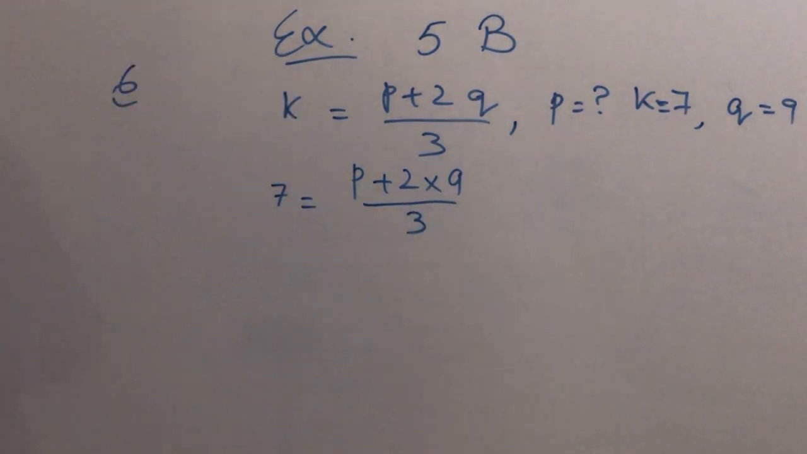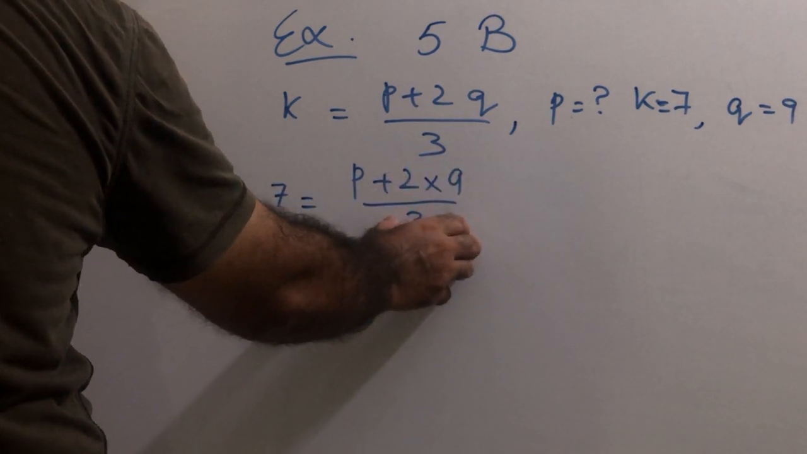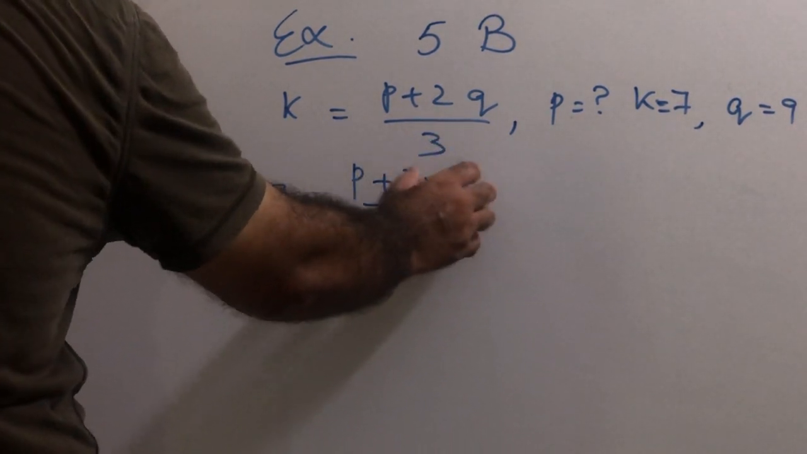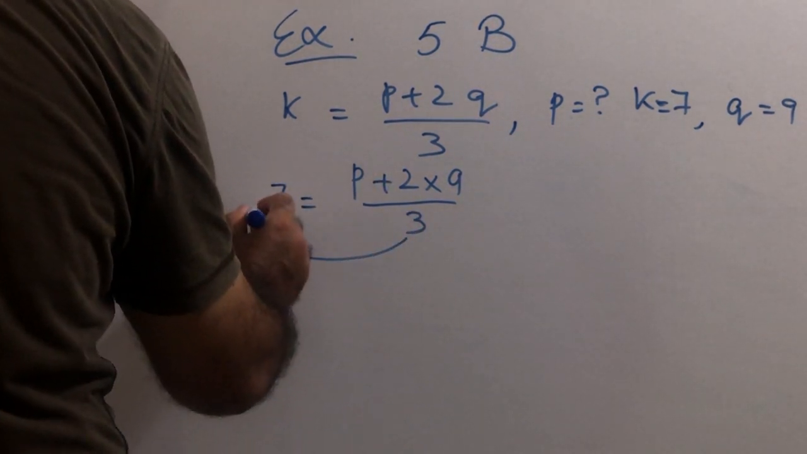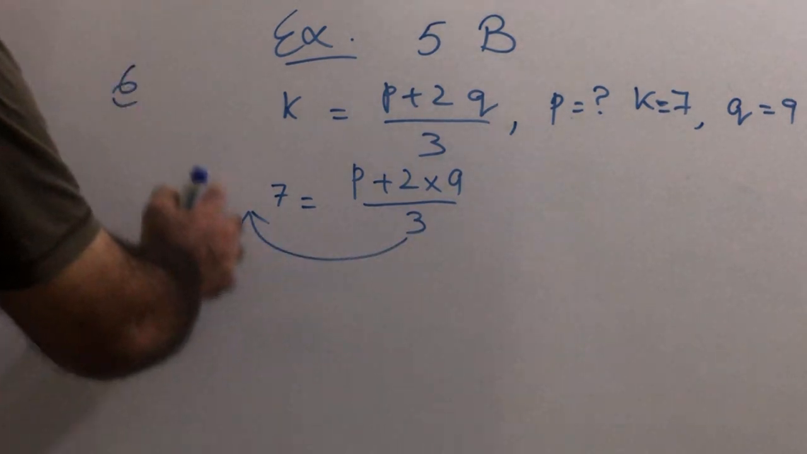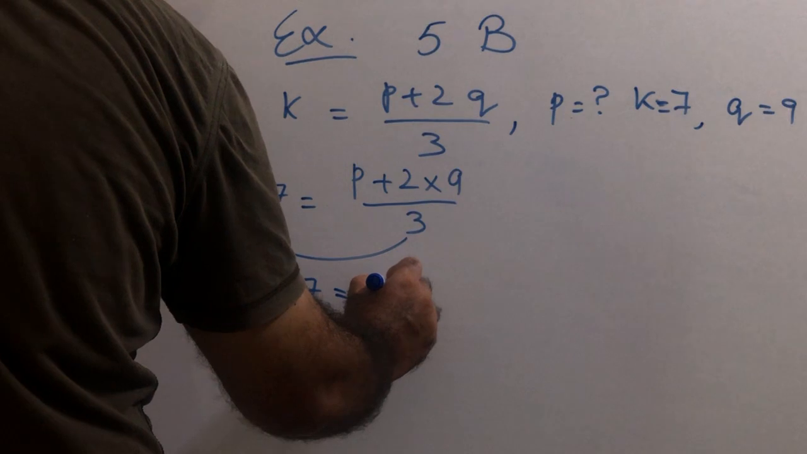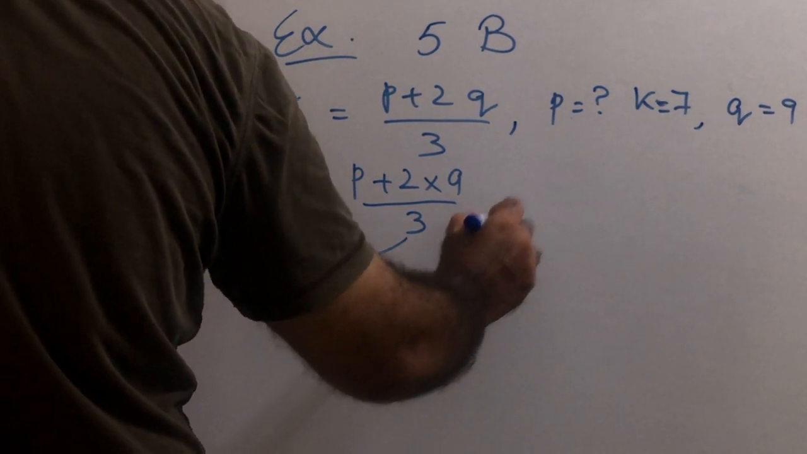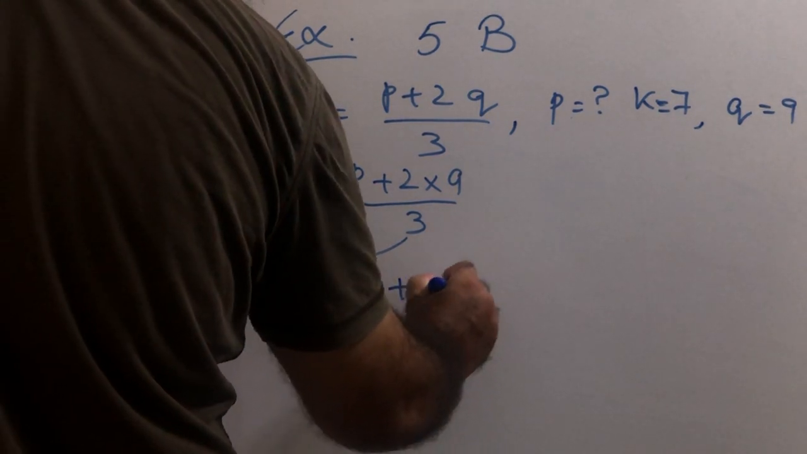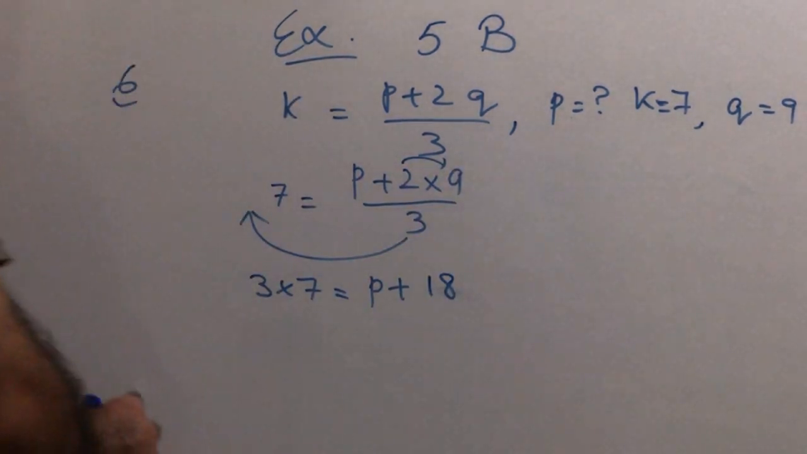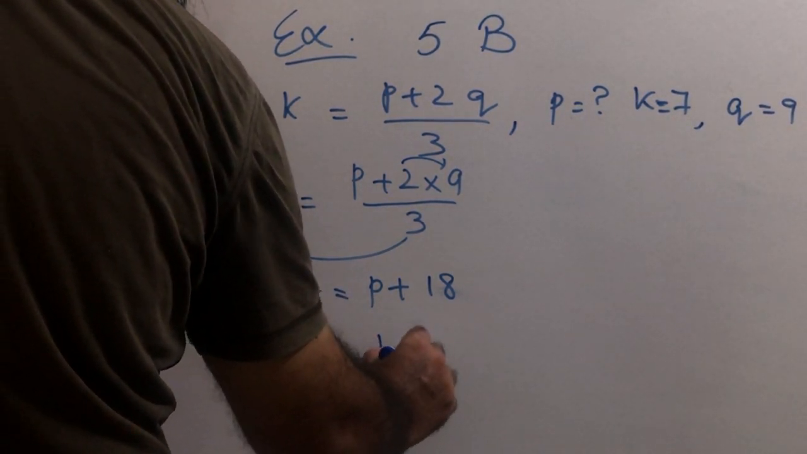over 3. Now to find the value of P, we don't need all these numbers on this side. We will shift these numbers to the other side. First of all, we'll take this to the other side. Here it is being divided. When it goes to the other side, it will be multiplied. It becomes 3 into 7 is equal to P plus 2 into Q is 9. So 2 9s are 18. We can write it here 18. Now we need the value of P. It becomes 3 7s are 21.